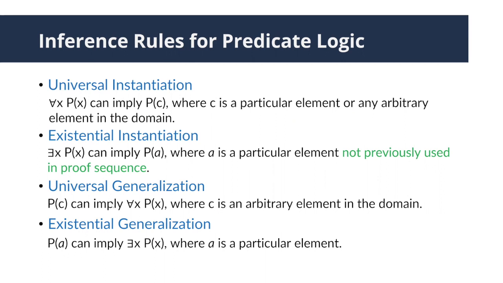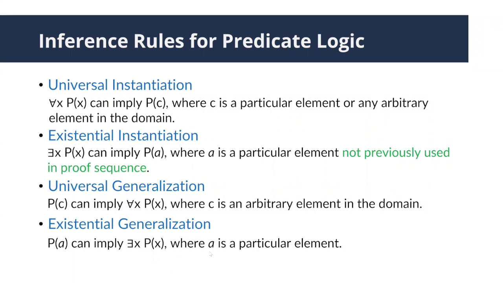Last rule, pa can imply there exists x px, where a is a particular element. This rule says if a particular element in the domain has property p, then of course you can imply that there exists an element in the domain such that x has property p. Of course, you can do that because you already know the element is a.